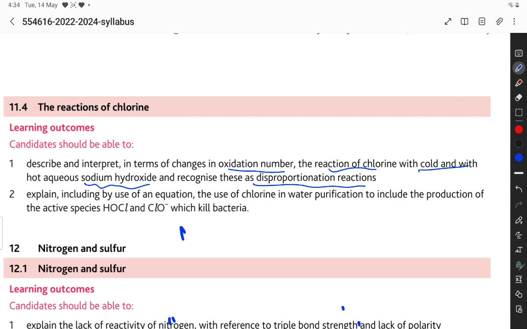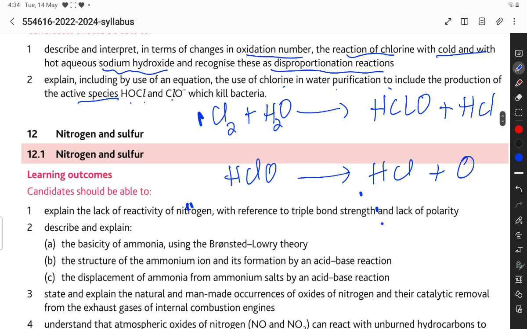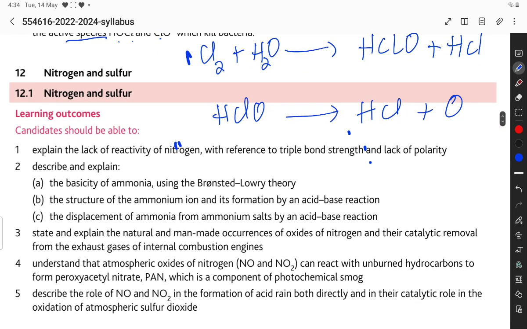Explain, including by using equations, the use of chlorine in water purification, including the production of the active species HOCl and ClO-, which kill bacteria. So water reacts with chlorine to form HClO and HCl, and HClO is further decomposed to form HCl and nascent atomic oxygen, which is very reactive and kills the bacteria. Nitrogen and sulfur, I have also explained earlier.